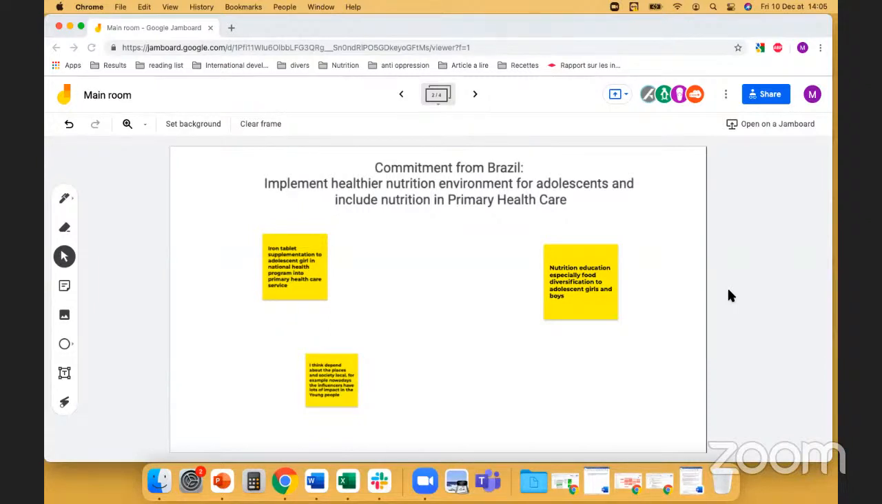I'm thinking about, for example, any type of interventions for preventing against anemia for the adolescent girls. Does anyone want to expand on that or have a different idea?